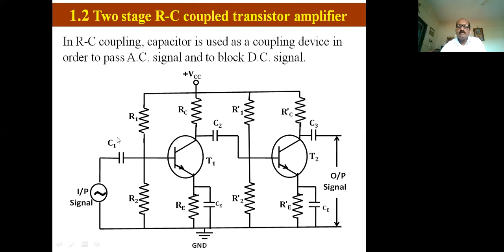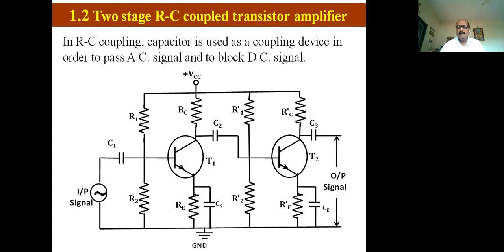That means this is the voltage divider resistance. Now we can use the coupling device, capacitor. Instead of a capacitor, we can use the transformer. Then it is called a transformer coupled amplifier. When it is connected directly, no coupling device is used. Then it is called a direct coupled amplifier.